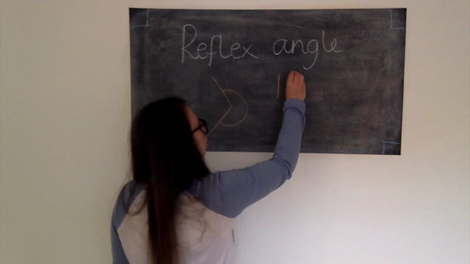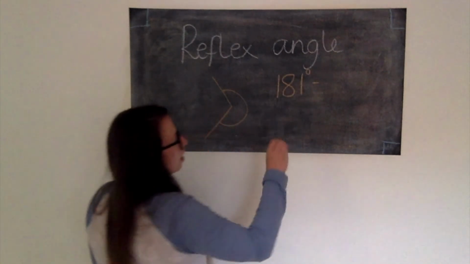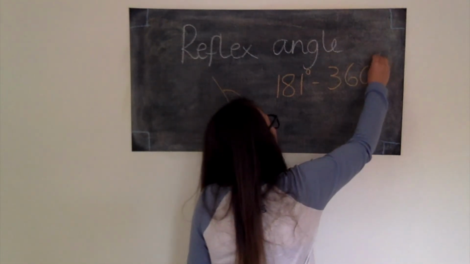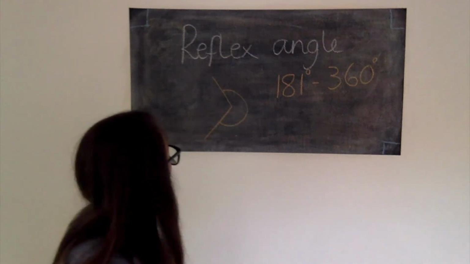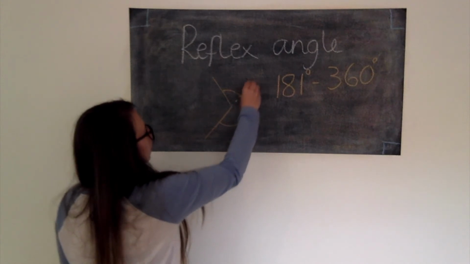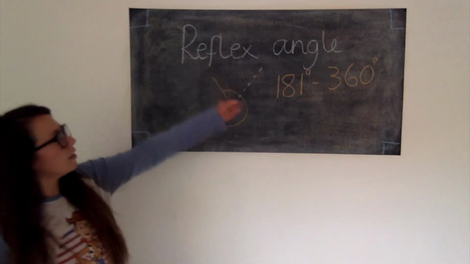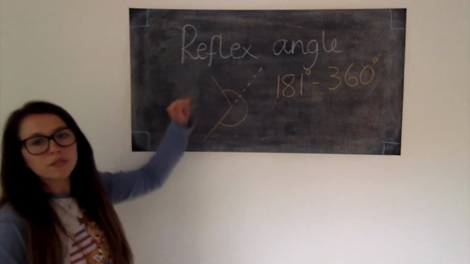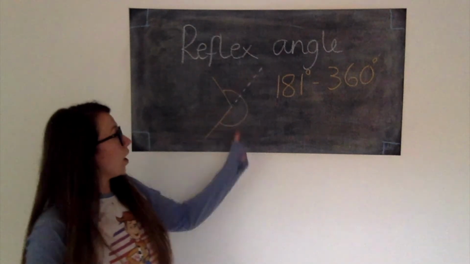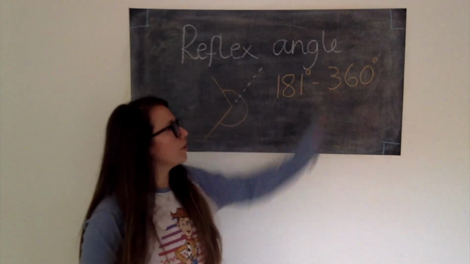So it's from 181 degrees, it's bigger than a straight line, but it can't be any bigger than 360 degrees, and we'll talk about that in a moment. Okay, so here's our angle. If I was to draw out the straight line, it could look like this, and we can see that my line actually goes past the straight line. It's bigger than a straight line, so it's bigger than that 180 degrees. So a reflex angle is greater than a straight line, so 181, but it can't be bigger than 360 degrees.